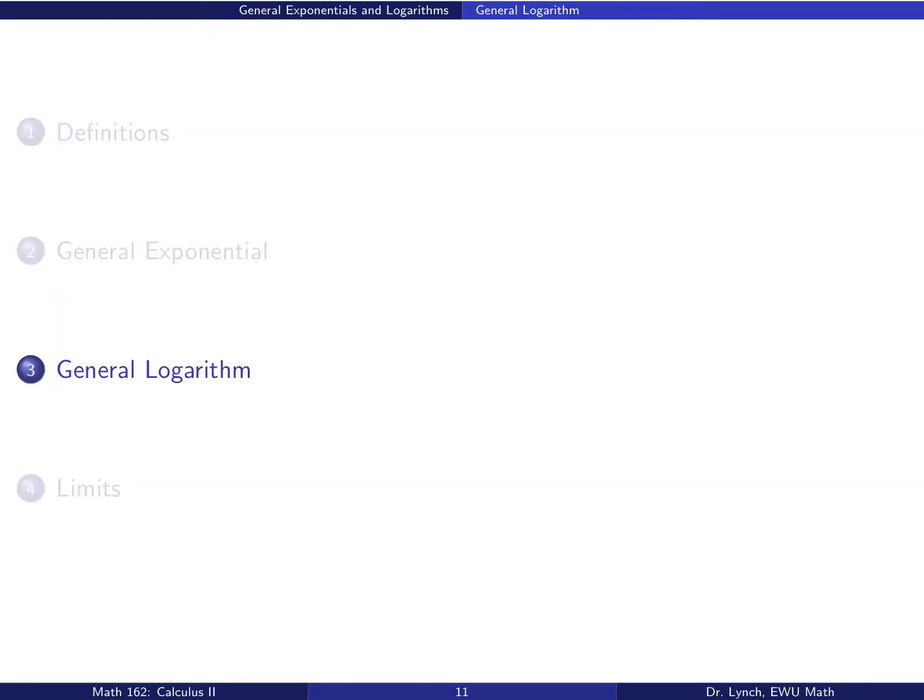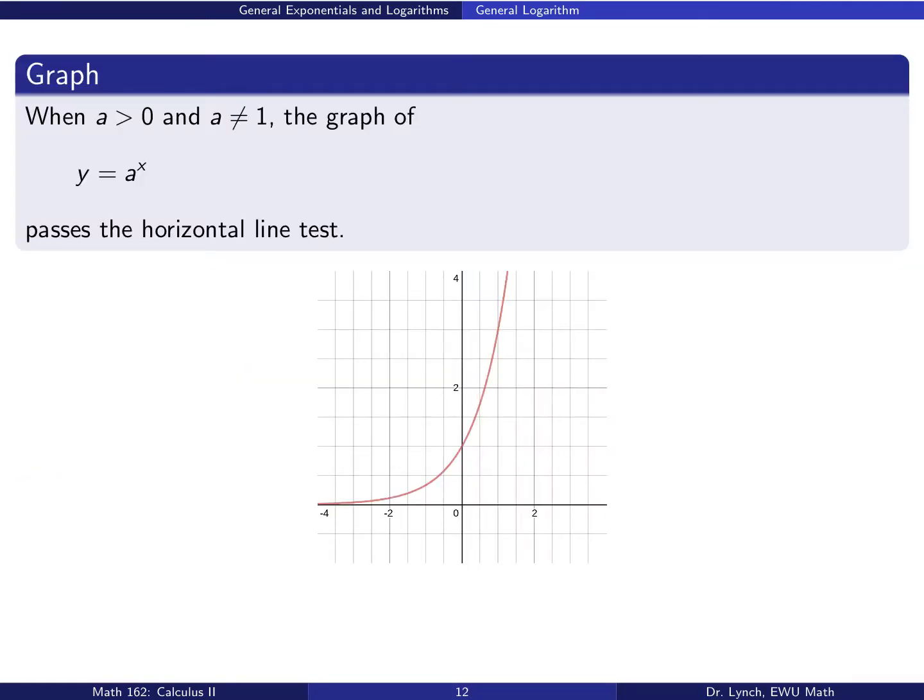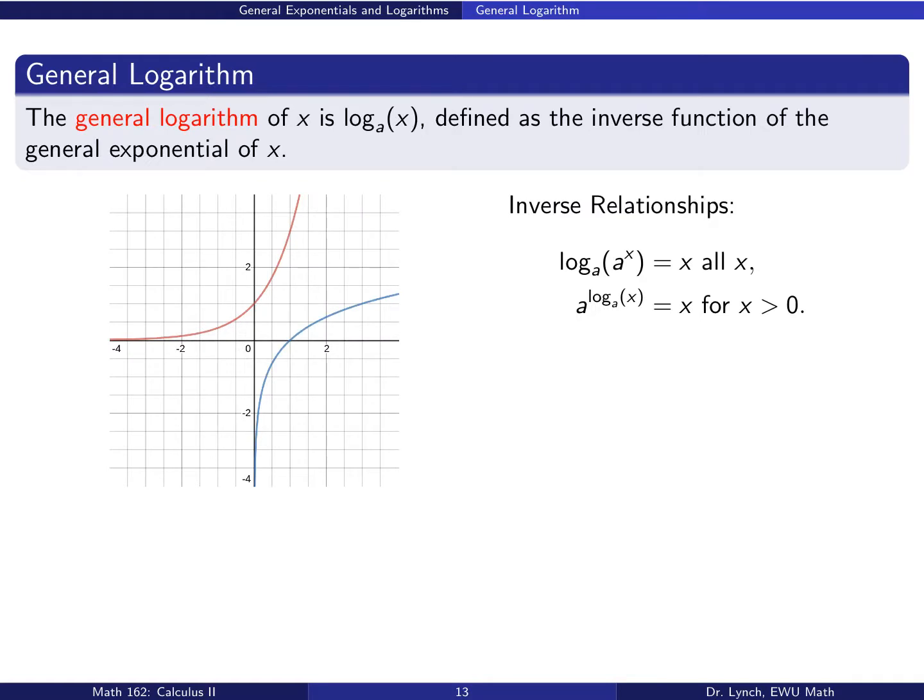Okay, let's go ahead and talk about the general logarithm. As you might imagine, the graph of a to the x passes the horizontal line test. Here we see a to the x when a is greater than 1. So we can talk about the corresponding inverse function. We'll go ahead and define that inverse function. Again, graphs here are for a greater than 1. The inverse function is the log base a of x.